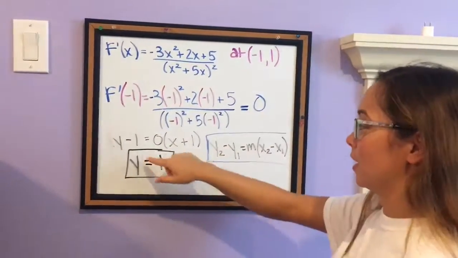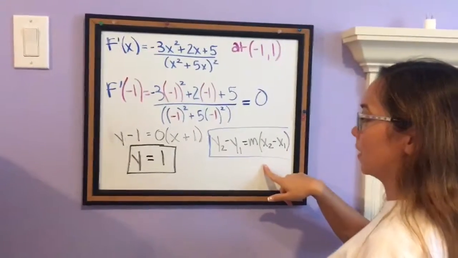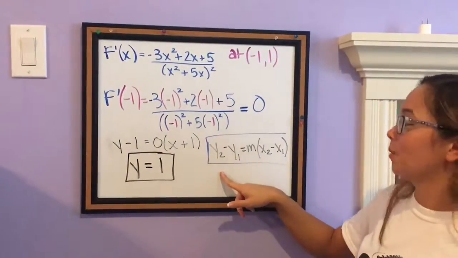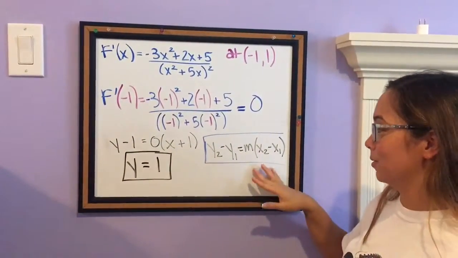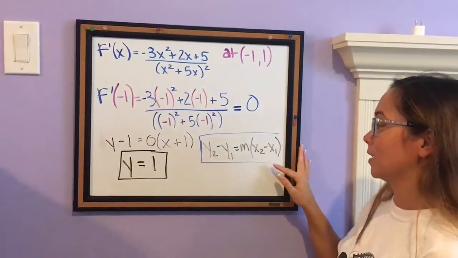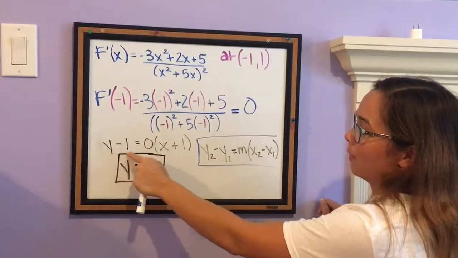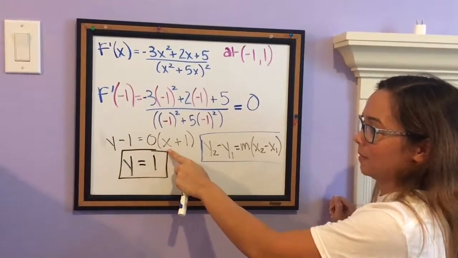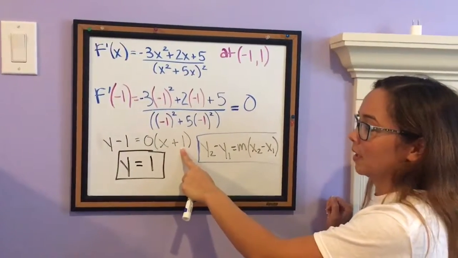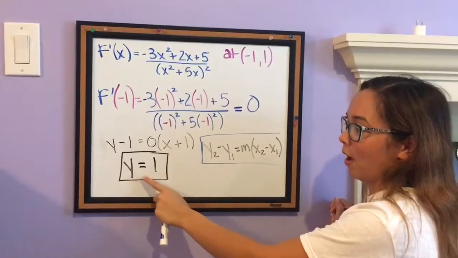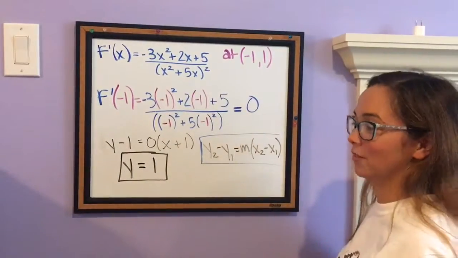And then you're going to want to put it into point slope form. And the point slope form is just y2 minus y1 equals m times x2 minus x1. And when you plug it in, you're going to get y minus 1 equals 0 times x plus 1. And then when you just simplify it, y equals 1 is going to be your equation of the tangent line.